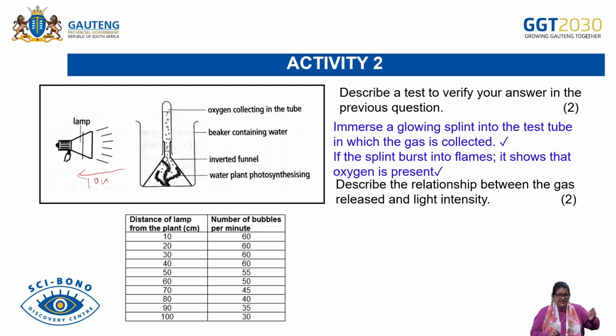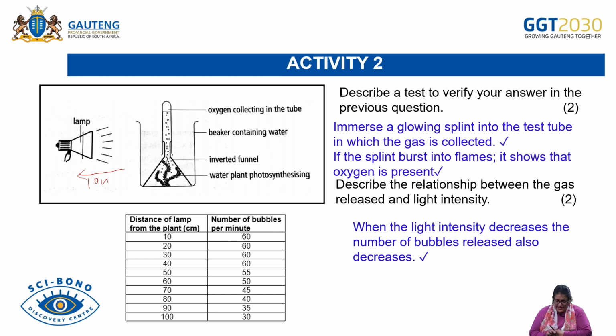As the light intensity increases, when you bring the lamp closer, more oxygen bubbles are released. So let us see the answer. You see, it's a relationship. When the light intensity decreases, for example further away from 30 centimeters, the number of bubbles released also decreases. So the further the lamp from the apparatus of the plant, light intensity decreases because now it's becoming dull, it's too far. The rate of photosynthesis decreases and the number of oxygen bubbles will also decrease.